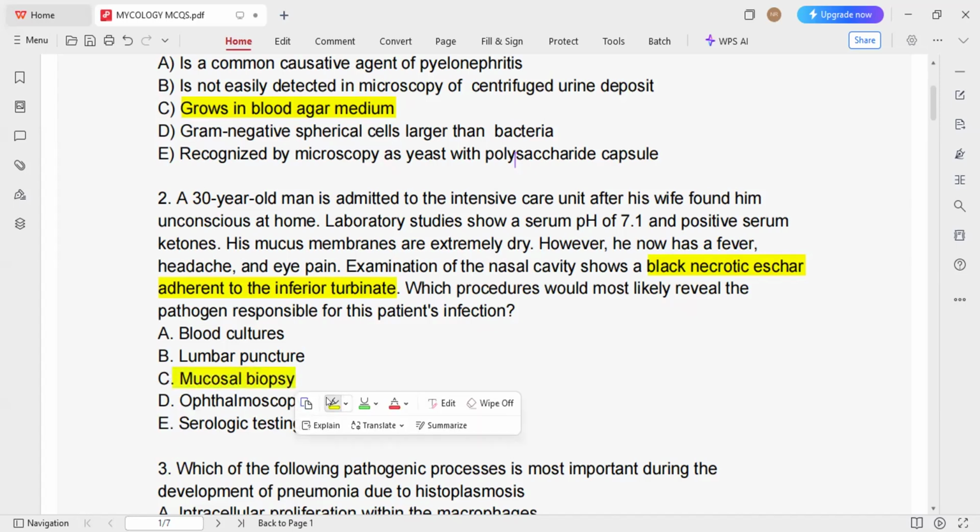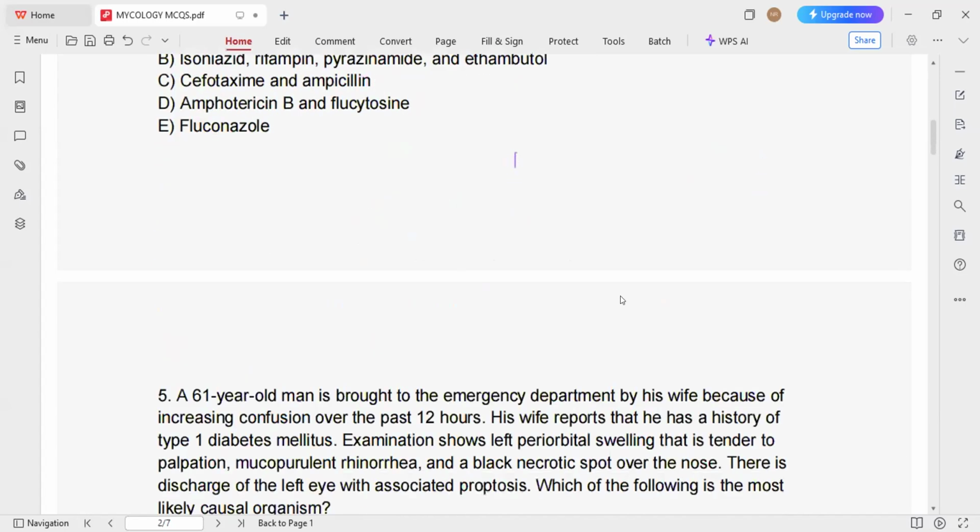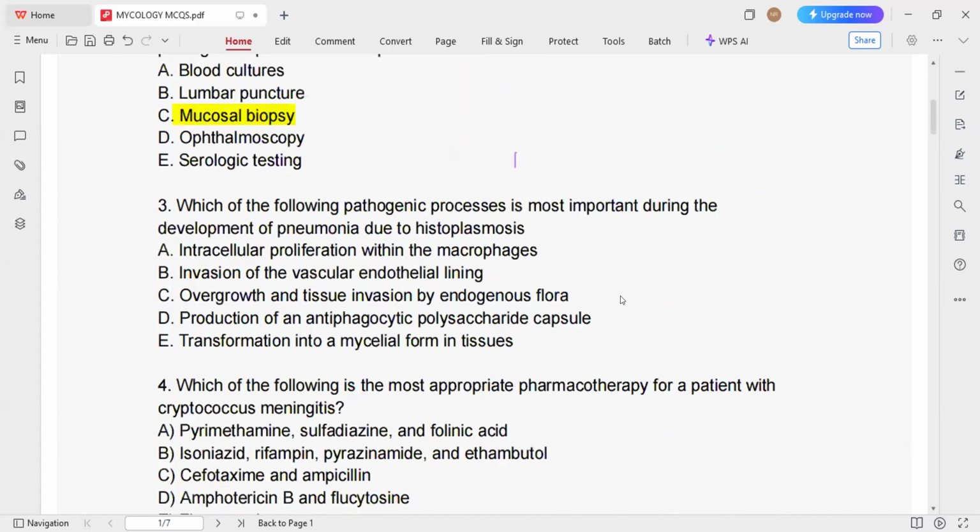We do a mucosal biopsy. When we biopsy, we're going to see the fungus. It is characterized by irregular, broad, non-septate hyphae branching at wide angles. So I don't know if there is a picture. I don't know if I have a picture, but if I have it, I would have shown you. Okay, so I want you to check on that.